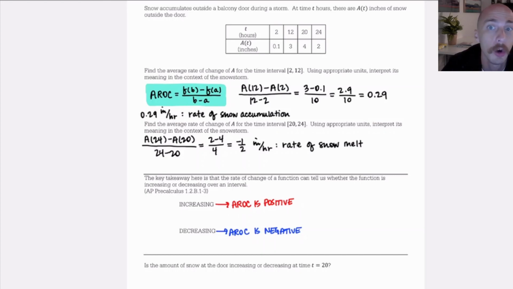If we wanted to know, it would be helpful for us to have information about A at values of t much closer to 20, like maybe 19 and 21. But that discussion is really getting more into the calculus of this scenario, and it's a pre-cal class, so we're just going to stick to computing average rates of change for now.